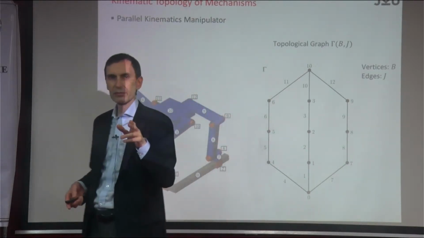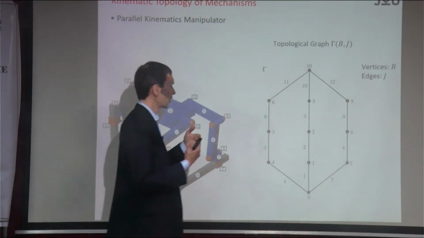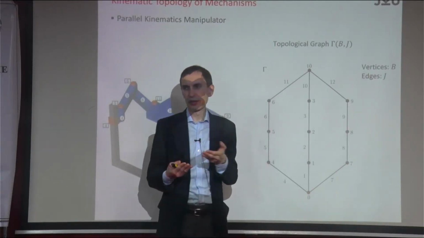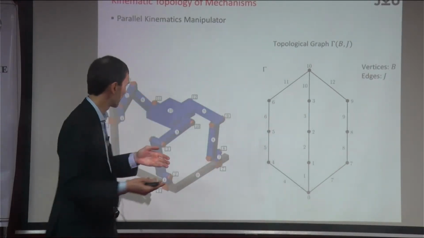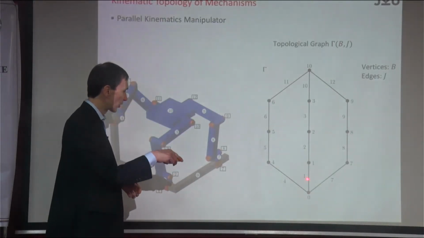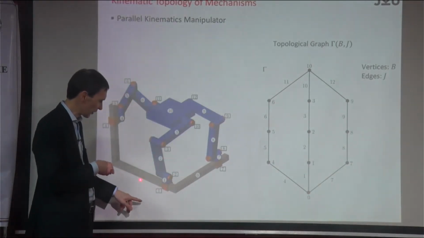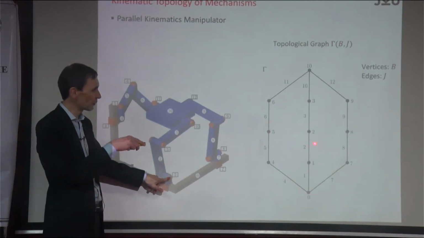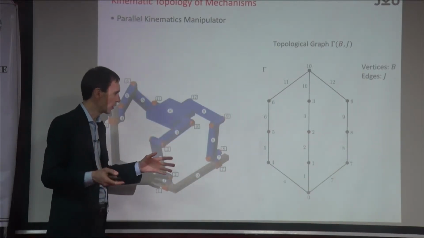What kind of properties do the edges get? Well, they certainly get the type of the joint. For example, one is a prismatic joint, like a pure translational joint. Number 2, for example, you would say, this is a revolute joint, and so on.